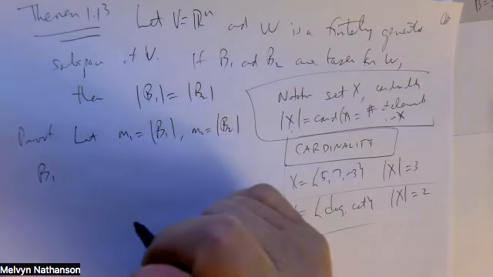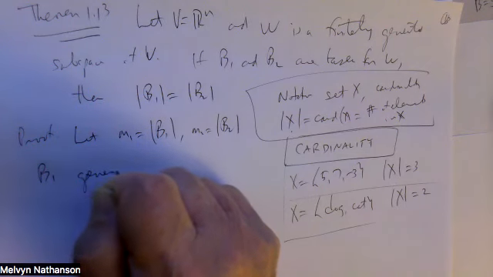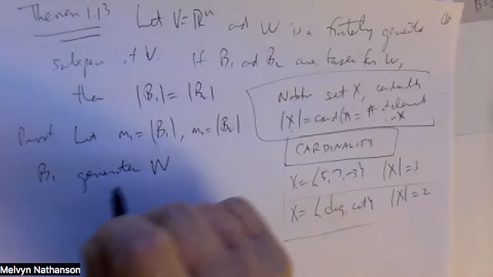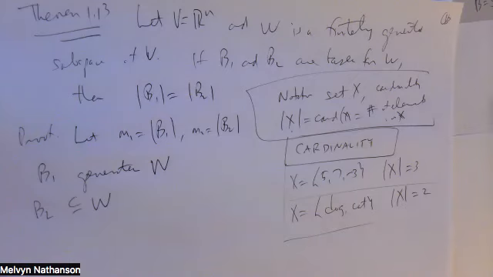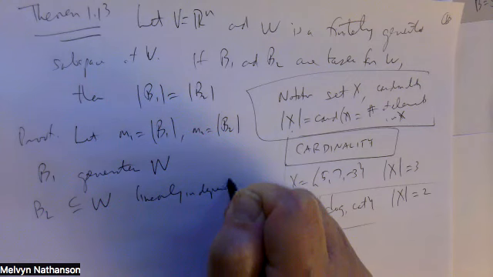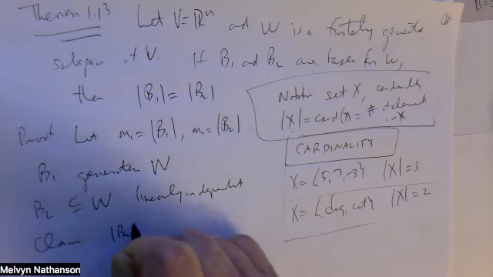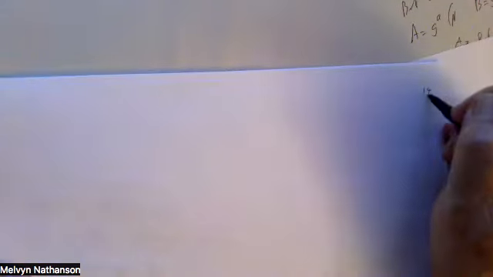So B1 is a basis, so it generates the subspace W and it's linearly independent. B2 is certainly contained in W, and it's linearly independent. I claim the number of things in B2 can't be any bigger than the number of things in B1. Why is that? Let me put in the proof of that statement.